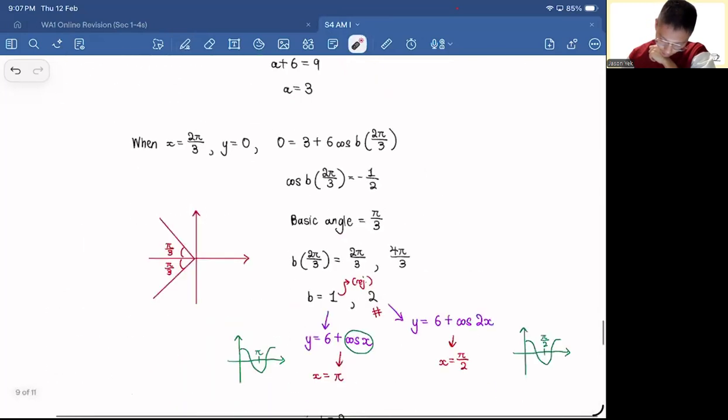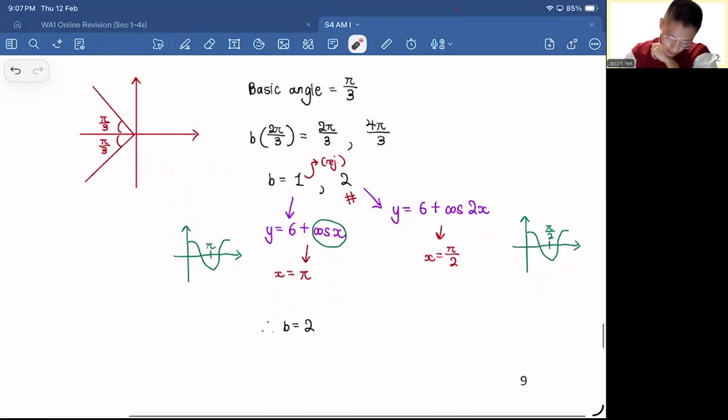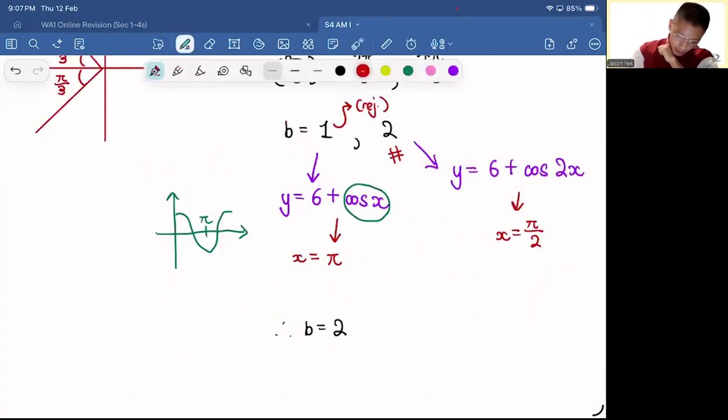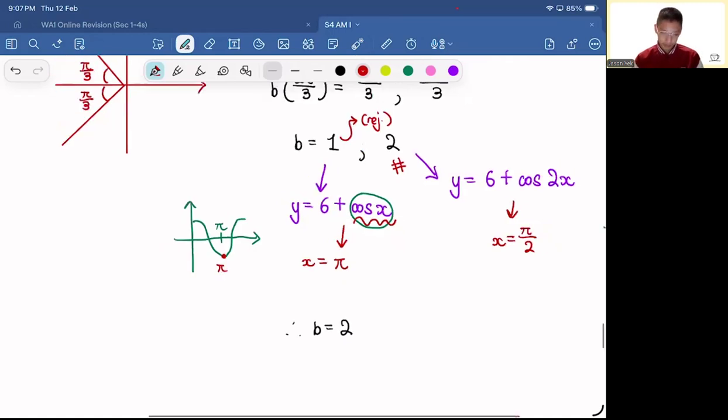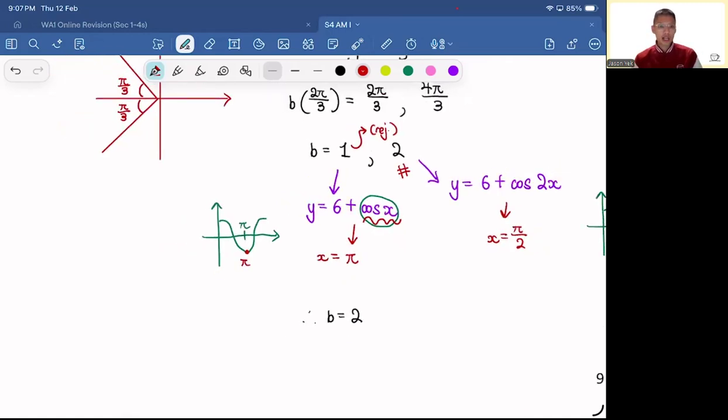So that's why I reject this. It's not possible. This is valid. This is my answer. I hope this is clear. Why is cosine x equals to pi? Not cosine x equals to pi. The minimum value of cosine x is at pi. It's not cosine x equals to pi. Because if you recall, your minimum value is always at pi for cosine x, if you draw your cosine x graph. Okay, got difference. Any other questions? Please ask, please ask, please ask.